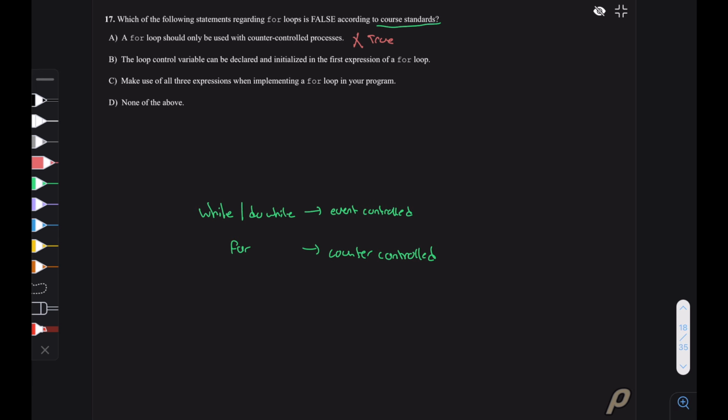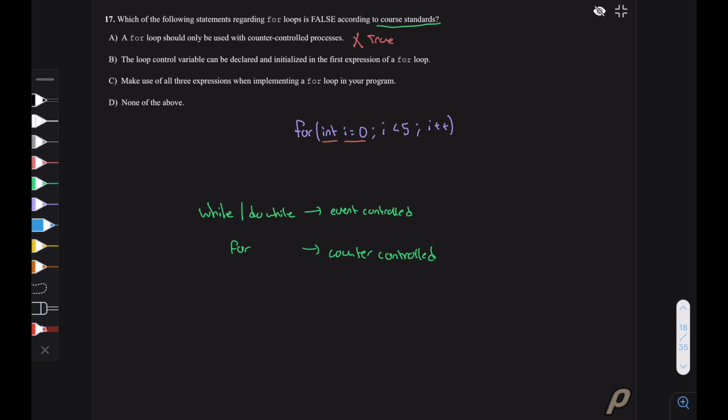Then B, the loop control variable can be declared and initialized in the first expression of a for loop. What this is referring to is our loop control variable. It's telling us we could declare it, this is the declaration, and then we can initialize it, that's the initialization, in the same one. So we'll just add some random variables for the rest of this for loop. It's asking, is this logic legal? This is legal C logic, but in the CS159 world, they do not want you doing this. So this is not allowed.